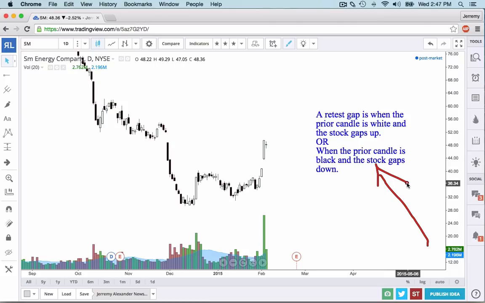So let's explain the why behind this type of gap. The why is pretty simple. Let's go back to, how would you feel if you bought right there? How would you feel on SM Energy if you bought at that particular location? You'd probably feel pretty happy. Why? Well, because you're making money. That's really about it. You're happy because you're making money. So the trade's going to go in your direction. You bought into SM Energy. It unexpectedly gapped up some 10%. So you are making a 10% return on your investment in one day, which is phenomenal.